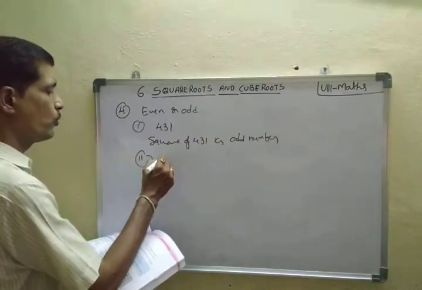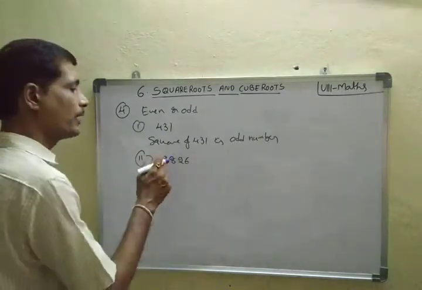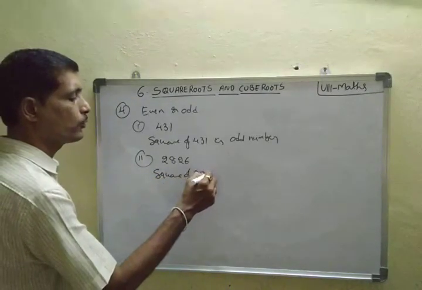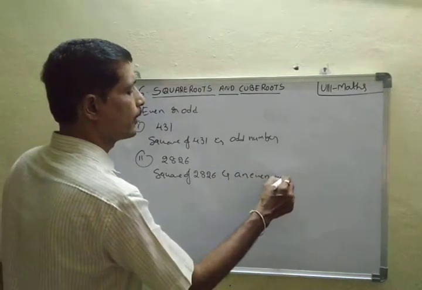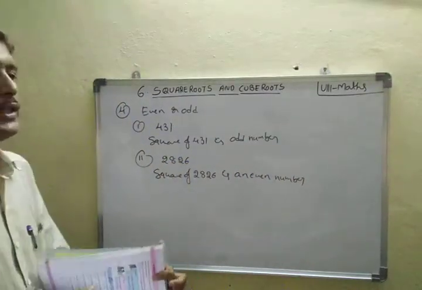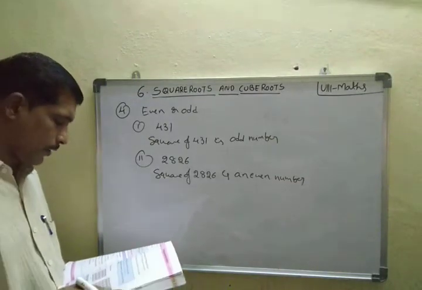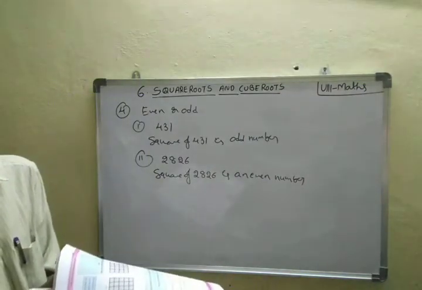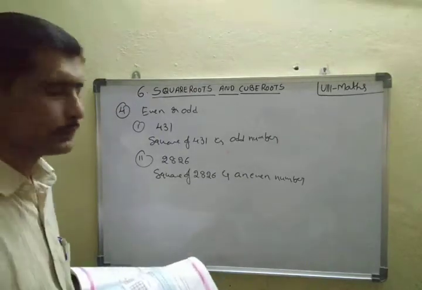Next one is 2826. Here 2826 is an even number. The square of an even number is always even. Square of 2826 is an even number. Why? Here the unit digit is 6, and 6 square is 36. That's why the square of an even number is always even only. The remaining one is 8204, the unit digit is 4. Therefore the square of an even number is always even only. Okay. Next one.